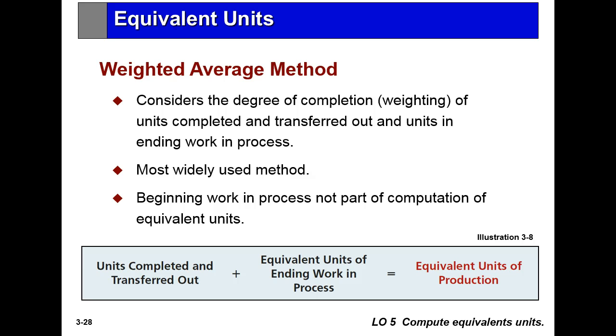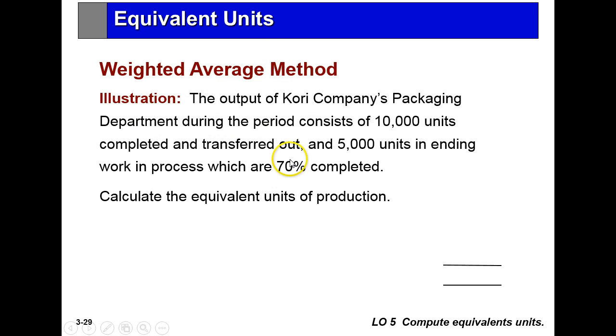Now, you can use different methods of determining an equivalent. The weighted average method is one where you consider degrees of completion of units completed, and you basically come out with some equivalent method in determining it. So this is the most commonly used. We'll go through an example.